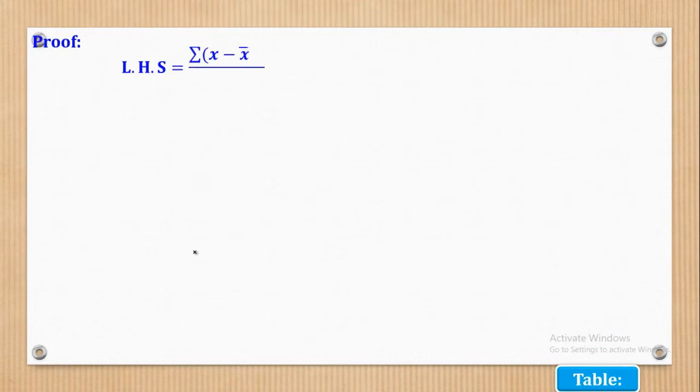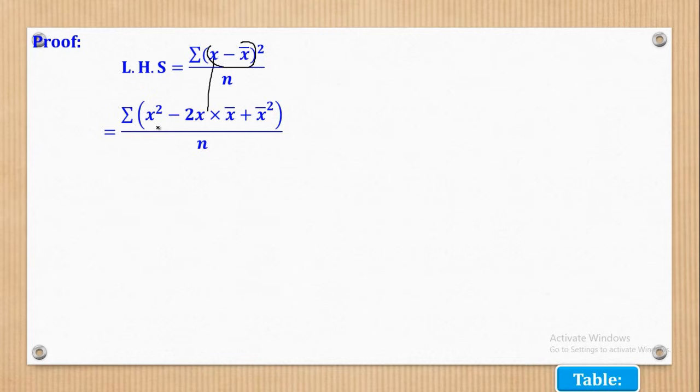So let's look at this proof. Now, the proof of the two expressions for variance. We shall start with the left hand side, which is this. Next, we are going to open this bracket. So when I open this bracket, I'll come up with this.